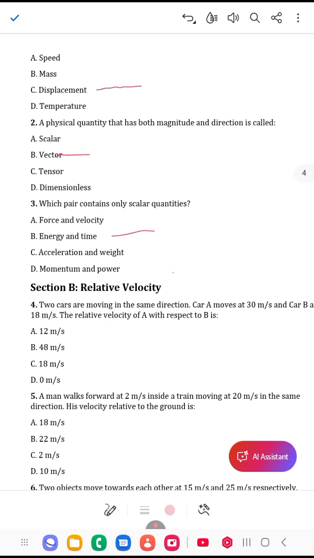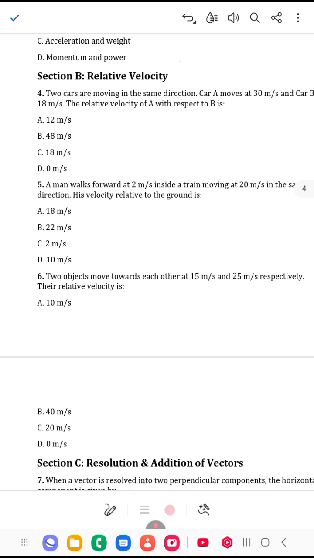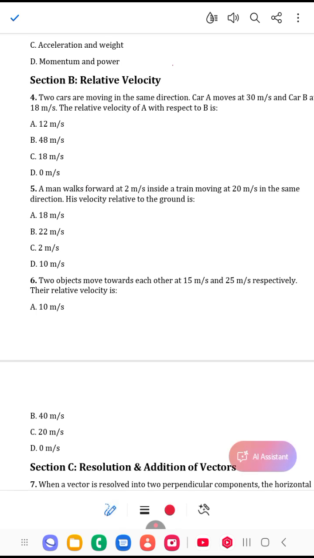Now let's look further to relative velocity. Two cars are moving in the same direction. Car A moves 30 meters per second and car B moves 18 meters per second. So since they are moving in the same direction, we just do 30 minus 18. So 30 minus 18 is 12. So the relative velocity of A with respect to B is 12. It's as simple as that.